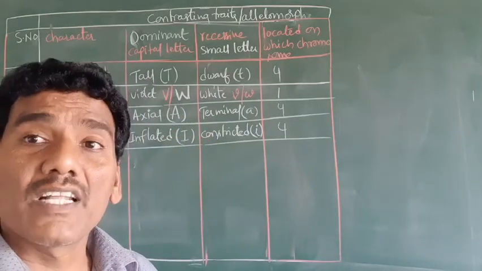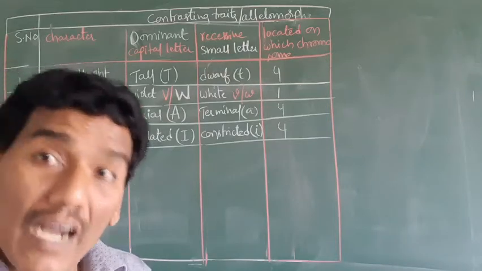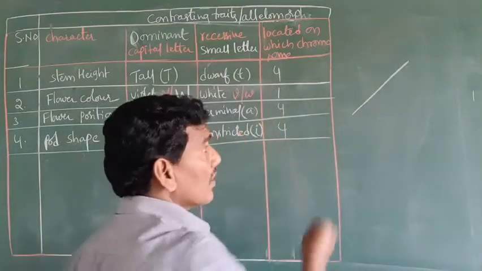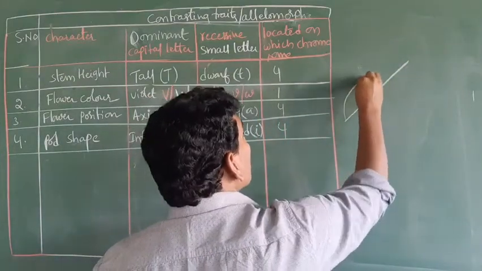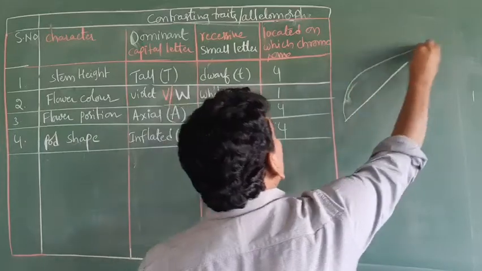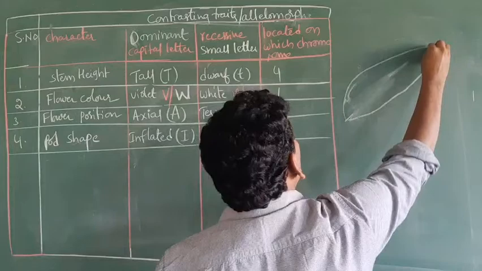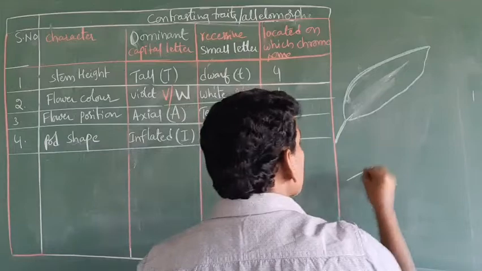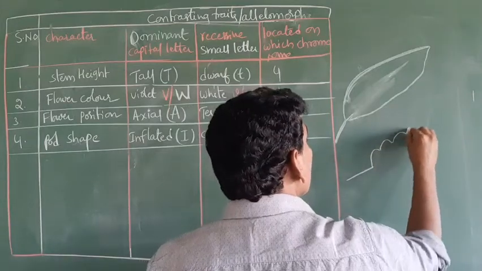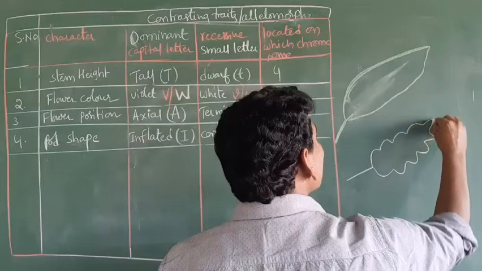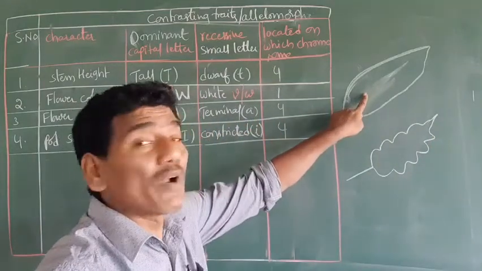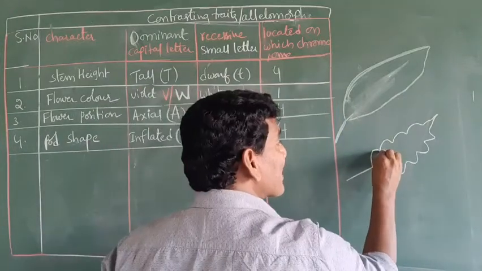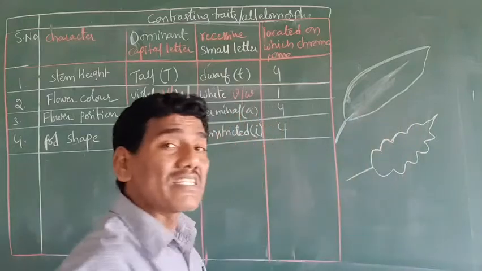Pod is nothing but kaya in Kannada. For example, see this one. This is one pod, this is an inflated pod. This is also known as a constricted pod. This is an inflated pod, and this is a constricted pod. In the constricted one, as you see, this is one constriction.